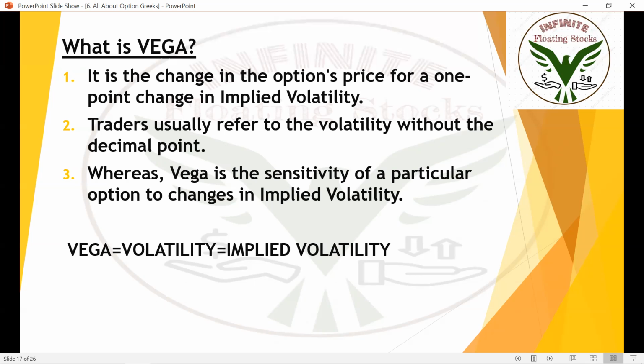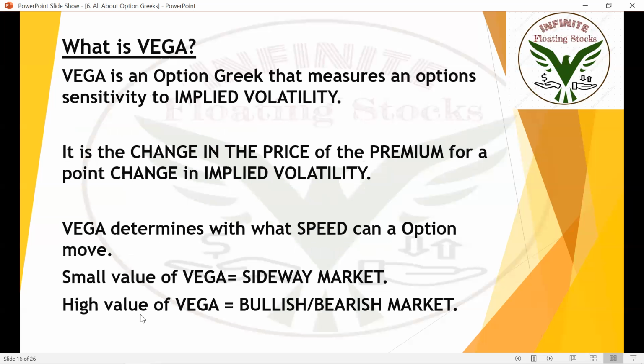They just ignore 0.33. If VIX is 25.66, then people say that VIX is 25 and they ignore 0.66, which is the decimal point. So traders usually refer to volatility without the decimal point. And Vega is the sensitivity of a particular option to change in implied volatility, nothing much. I already told you volatility is also called implied volatility.